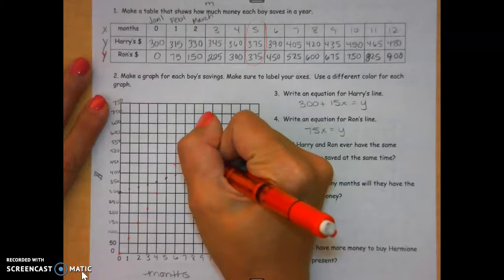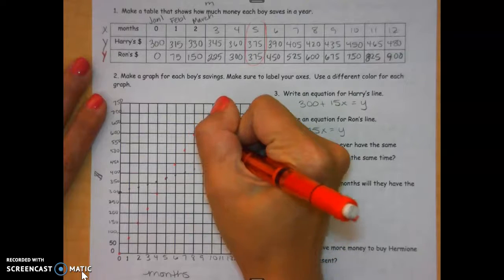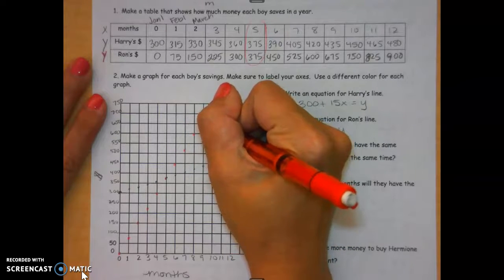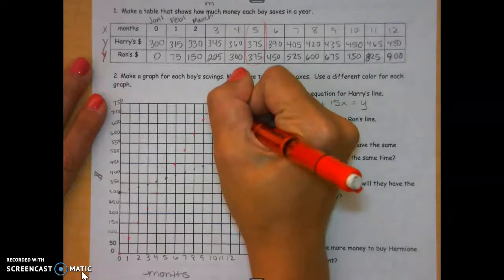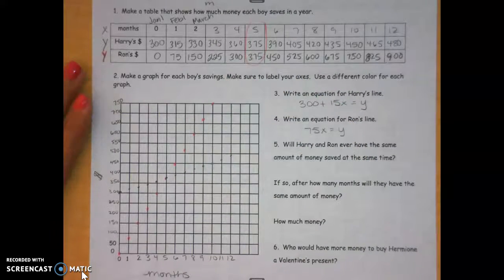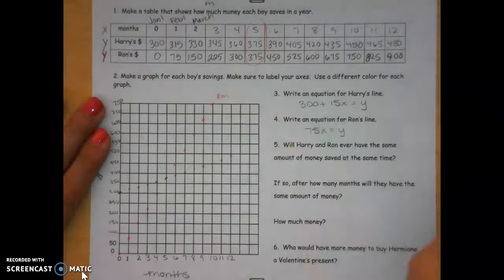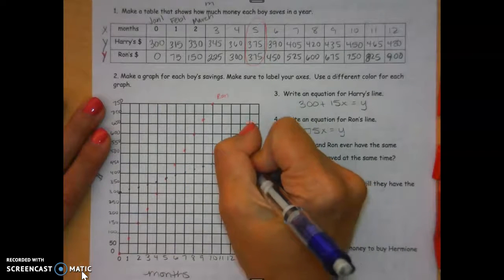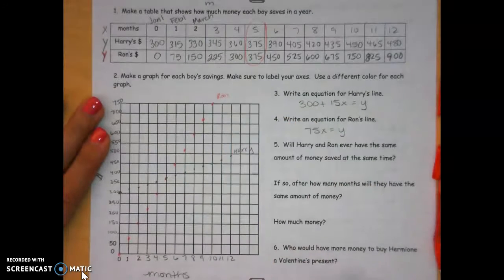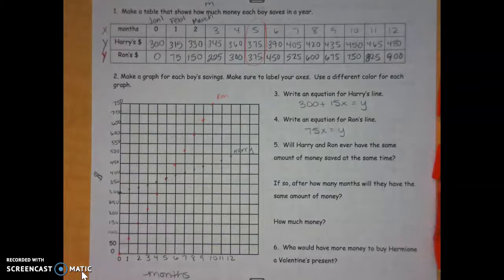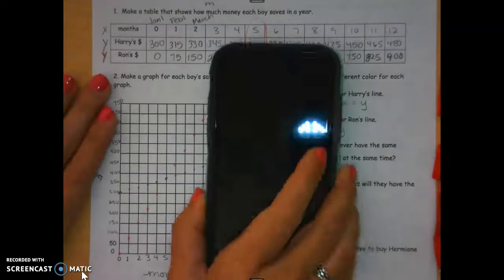525, 600, 675, 750, and that's as high as Ron can go. Okay, so we can see the two different lines. If we wanted, we could even mark them, especially if you don't have two different colors, Ron and Harry. Okay, I do want you to be able to look at your calculator.